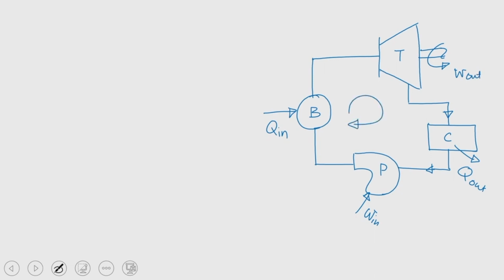So, this is what we have seen in the last class. Now, you can see that here, let me again write this. B stands for boiler, T for turbine, P for pump, and C for condenser. So, what we can see from this particular block diagram, that is the steam power plant, is only 4 major components.